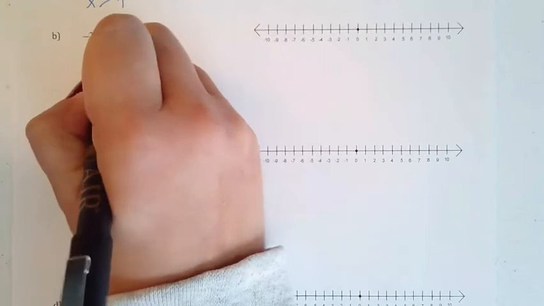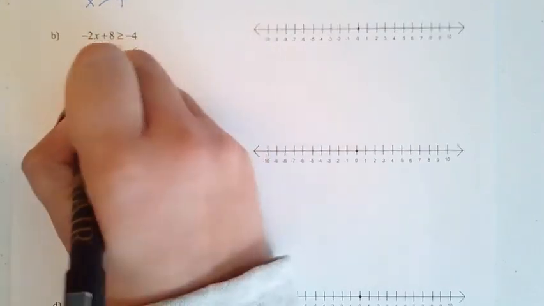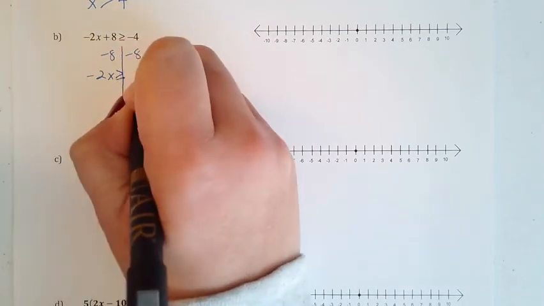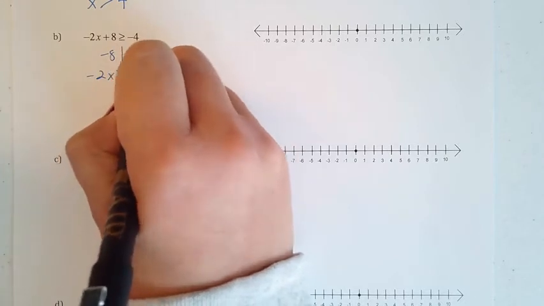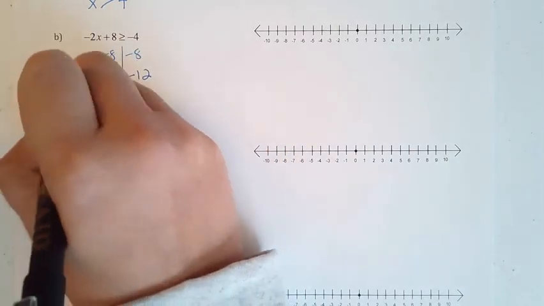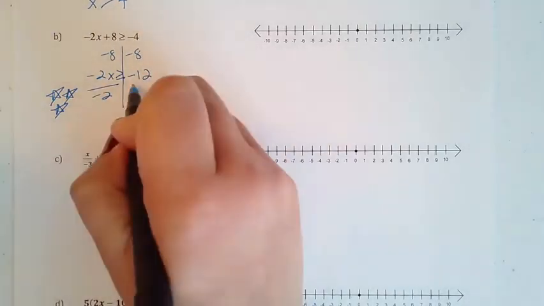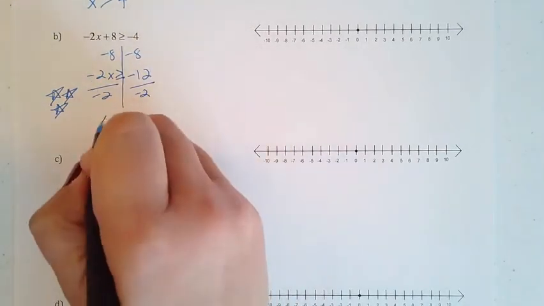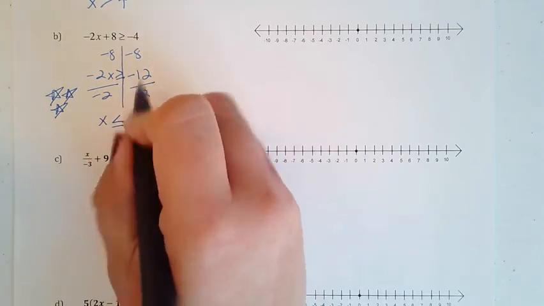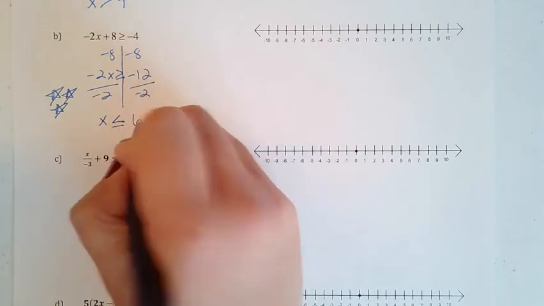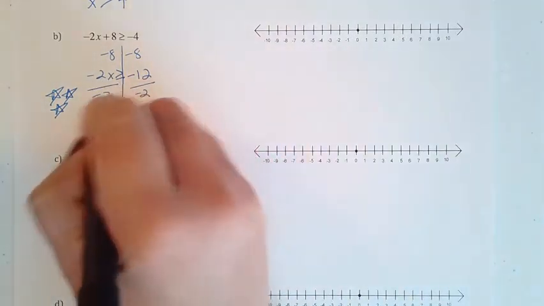Same deal, minus 8, negative 2x is greater than or equal to negative 12. Divide by negative 2. Okay, whoops. Big red alarms going off. I'm dividing by a negative, which means I have to flip the sign. And a negative 12 divided by a negative 2 is a positive 6.